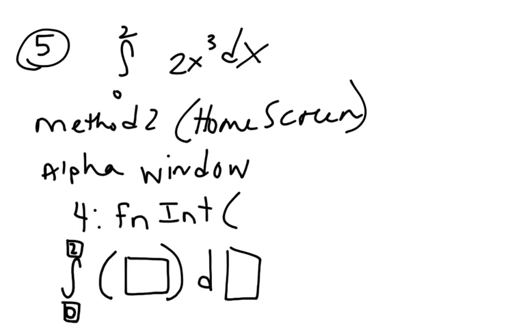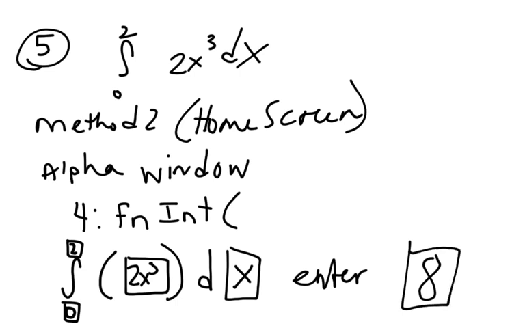Oops, no, don't hit enter. If you hit enter, it gives you an error message. Then you just use your cursor button, arrow over to inside the parentheses and type 2x cubed. And then last, arrow over to the D. After the D, you're going to put x, that's telling the calculator what variable you're integrating with respect to. And after you have that all filled in, you just hit enter, and it's going to give you the answer of 8 again. So there you go.